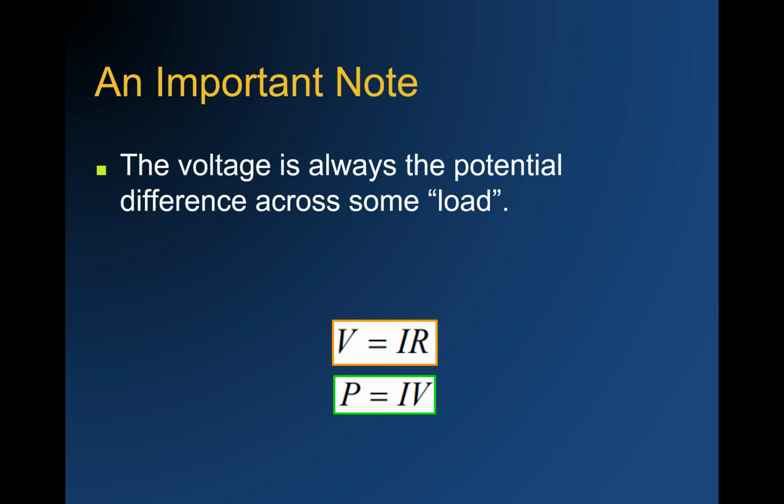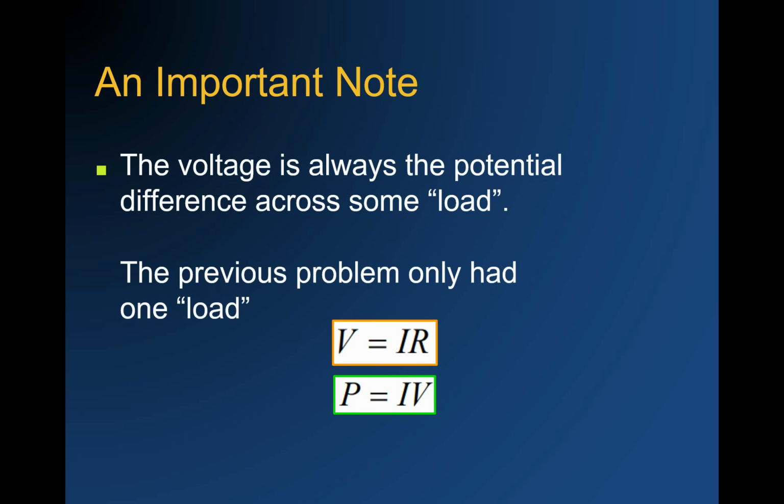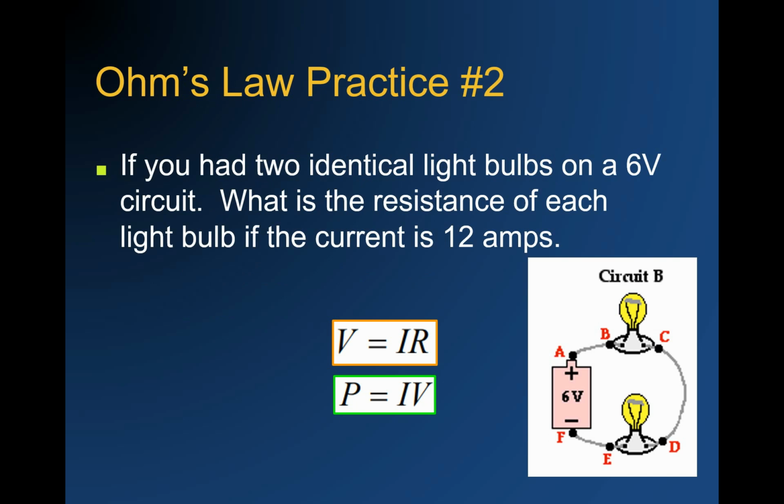Easy peasy. The voltage is always the potential difference across some load. Very often it's not through the whole circuit, it's across some load that we might be interested in. The previous problem only had one load, but we're going to look at some that have more than one load. Okay, so if you have 2 identical light bulbs in a circuit, so now we have 2 loads, and it's a 6-volt battery, what is the resistance of each light bulb if the current is 12 amps?